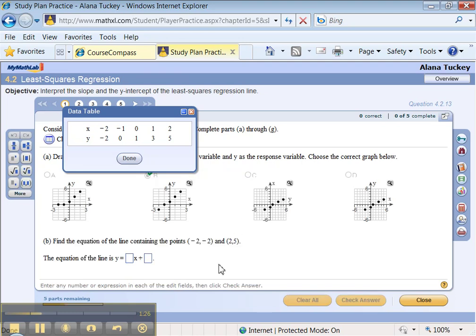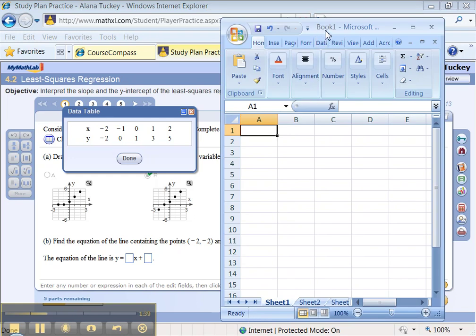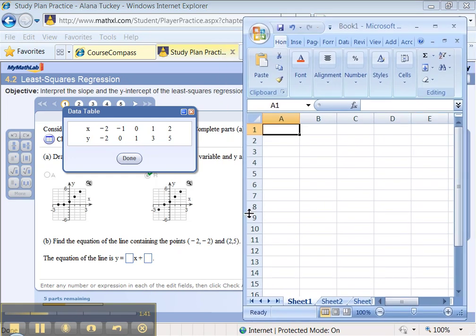Now here's the part I really wanted to go over. This is talking about creating the equation of a line from 2 points. That's actually an algebra problem, not really a statistics problem, but you can use Excel to help you. Make sure you have Excel in a smaller window like I've got here, so when I bring it up, it doesn't cover everything.